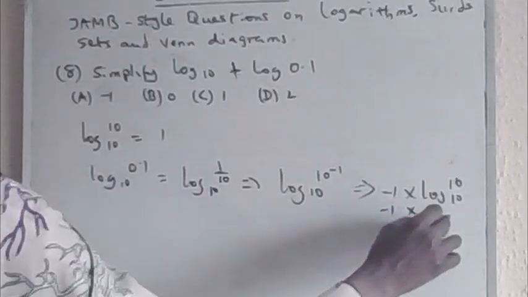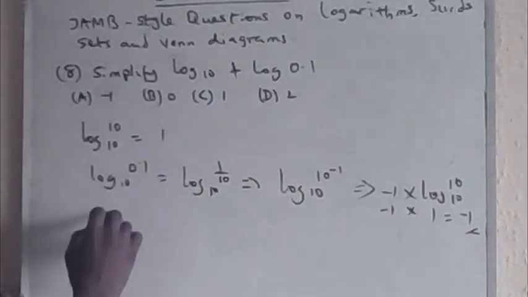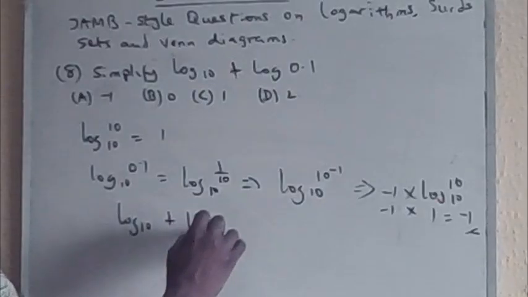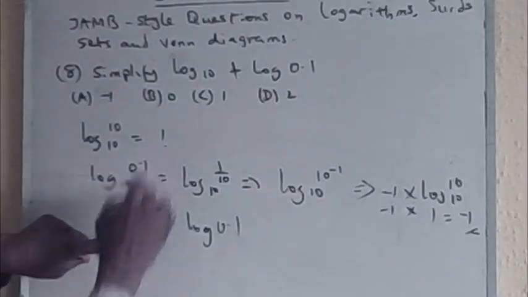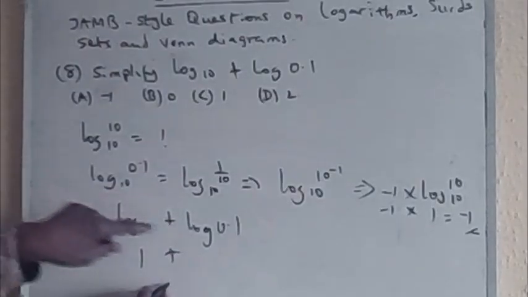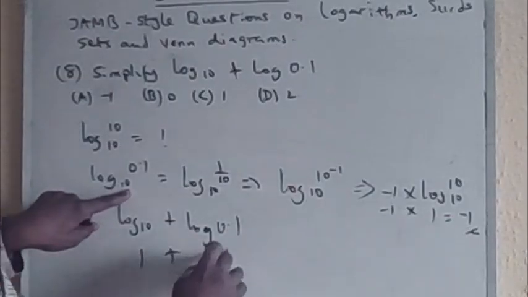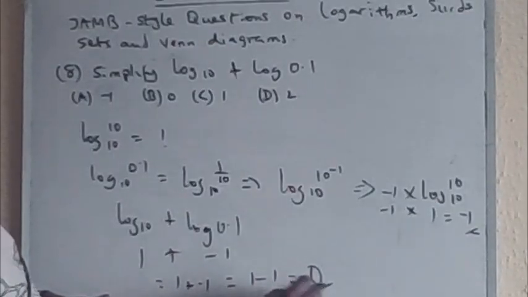So I have this first term, log 10 plus log 0.1. I have log 10 to base 10 as 1, and log 0.1 to base 10 as minus 1. So 1 plus minus 1 is the same thing as 1 minus 1, which is 0. So 0 is the answer to this particular question.